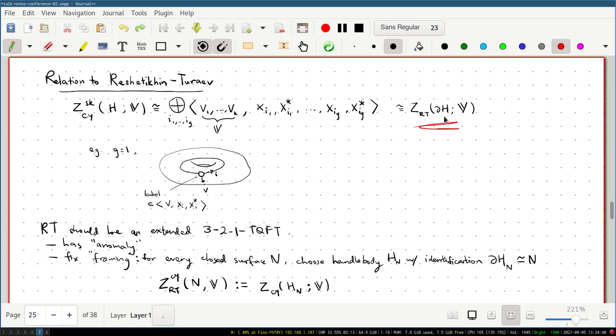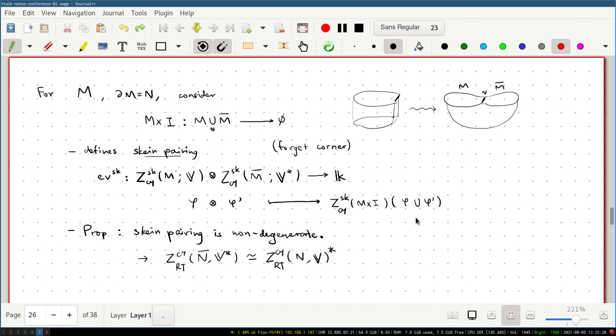So for the closed genus g surface, essentially here we'll make the ansatz, the operational definition, that for a surface we choose some handle body with that boundary, and we say that the Reshetikhin-Turaev state space is exactly this skein space. And then I want to show that this extends to a theory that is the same as Reshetikhin-Turaev.